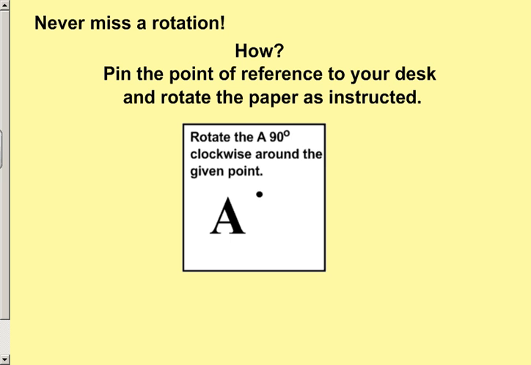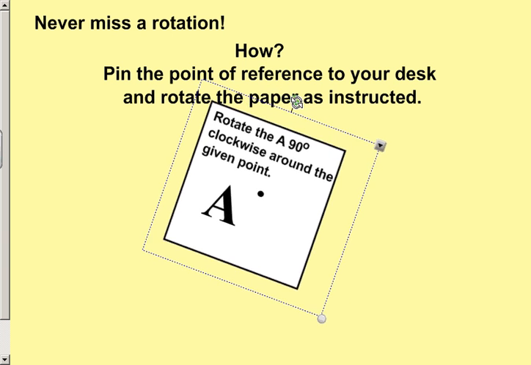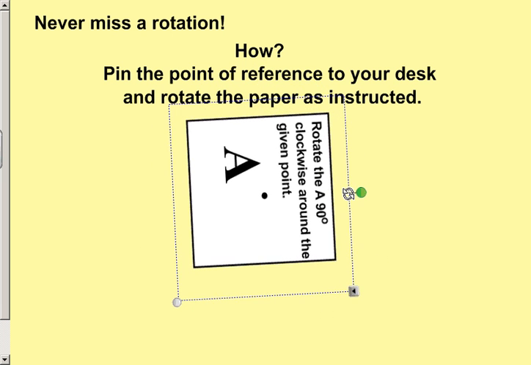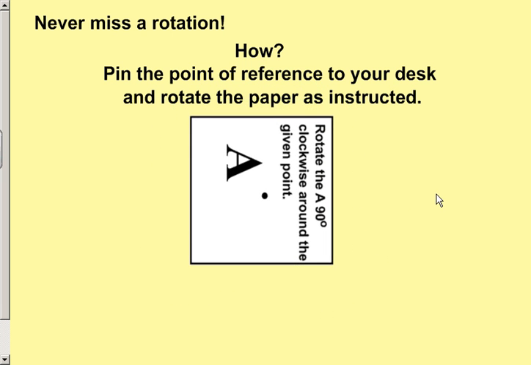Okay, so if we have the same instruction on a piece of paper, rotate the A 90 degrees clockwise around the given point. Okay, what we're going to do is we are basically going to pin down our paper. So you'd place your eraser directly on the dot right there, the point of reference, pin it down, and then actually rotate your paper. Physically rotate the paper 90 degrees clockwise around the given point. Stop wherever the amount of rotation tells you to stop, in this case a quarter of a turn.